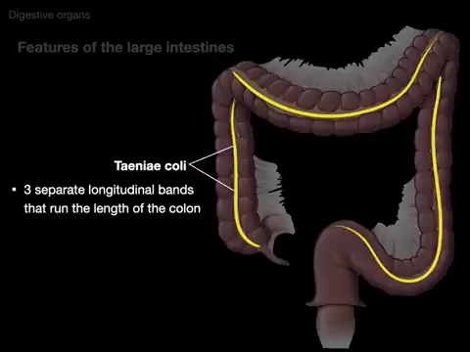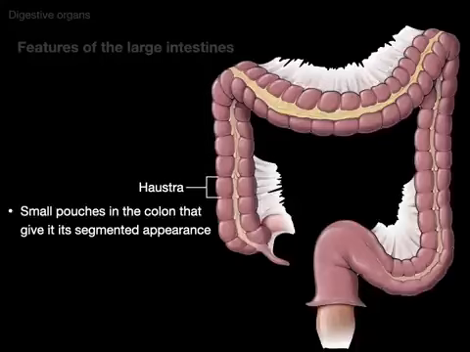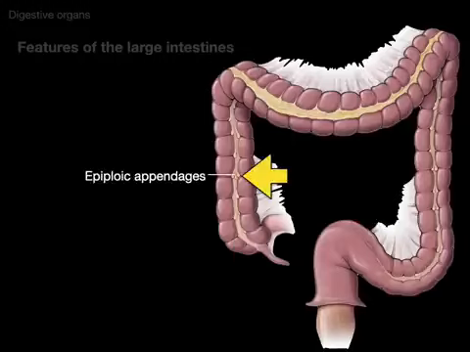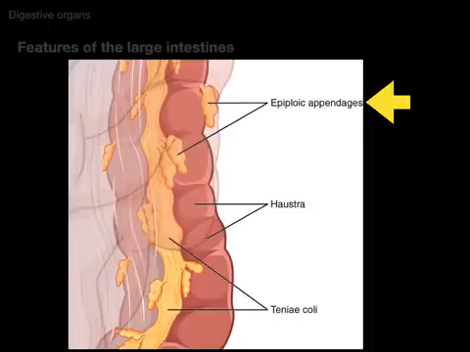And little tightenings of the taenia coli form these haustra, and the haustra are small pouches in the colon that give it its segmented appearance, very characteristic of the colon or large intestine. And finally, the epiploic appendages, which are small outpouchings of fat-filled serosa covering the outside of the colon, like that.